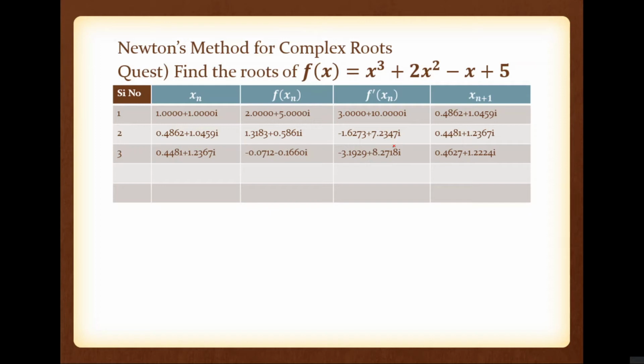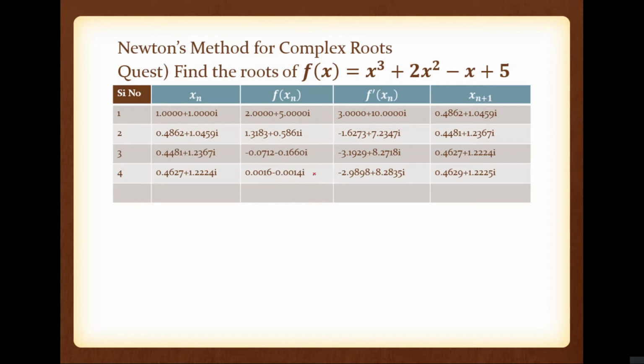Okay. So now xn plus 1 is equal to xn minus f of xn divided by f dash of xn. That is equal to 0.4627 plus 1.2224j. So this is xn plus 1. Now the fourth iteration: 0.4627 plus 1.2224j is xn. Now f of xn is 0.0016 minus 0.0014j.